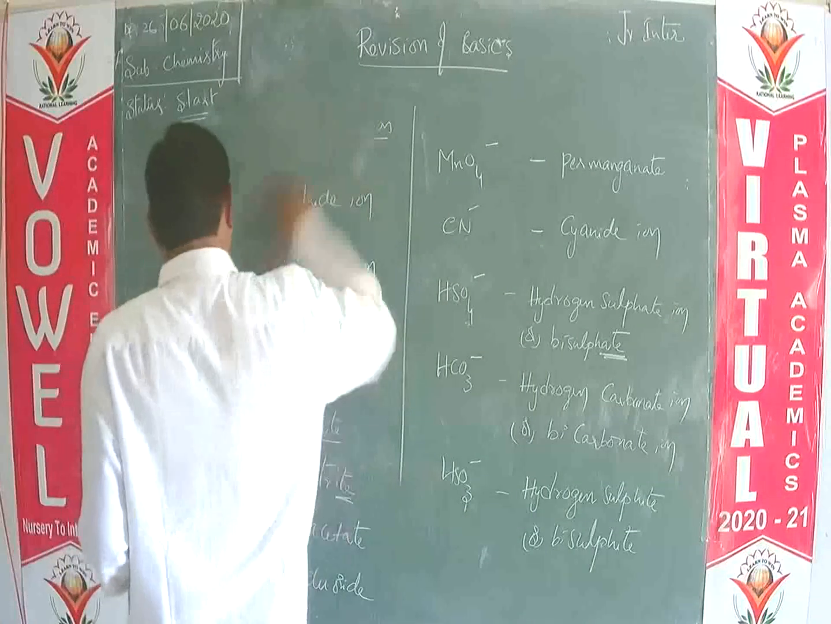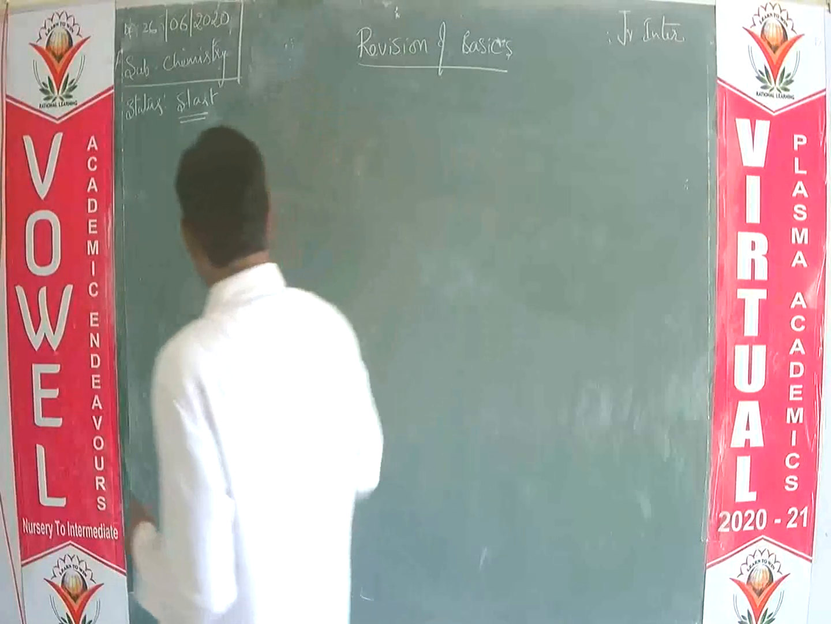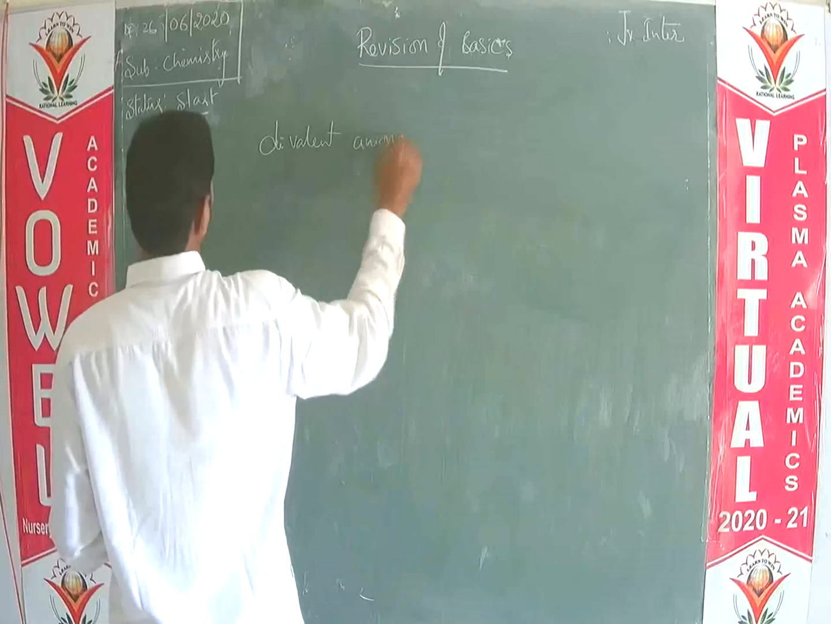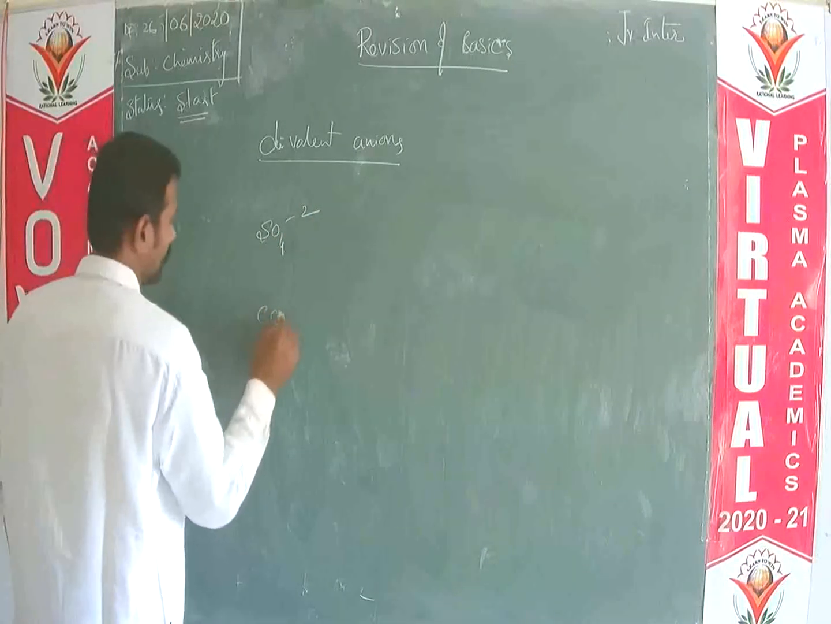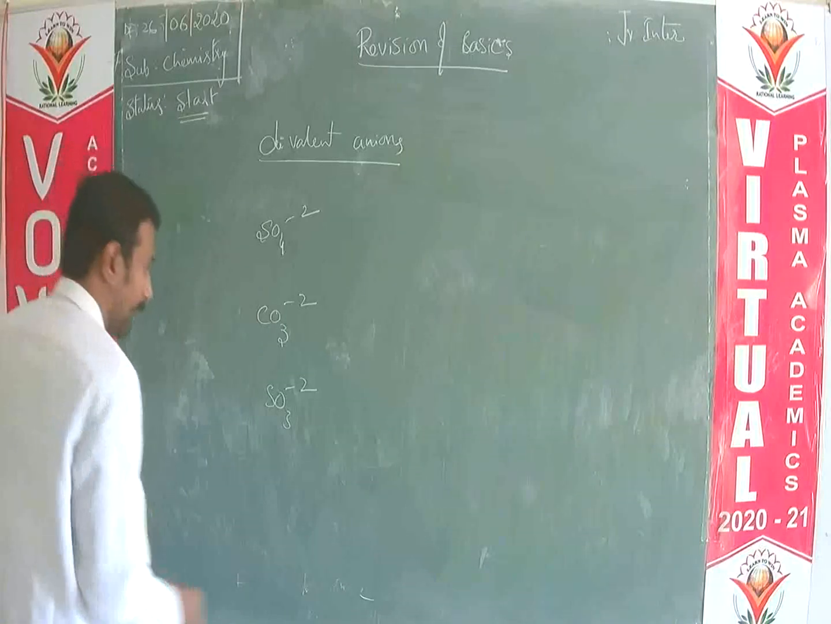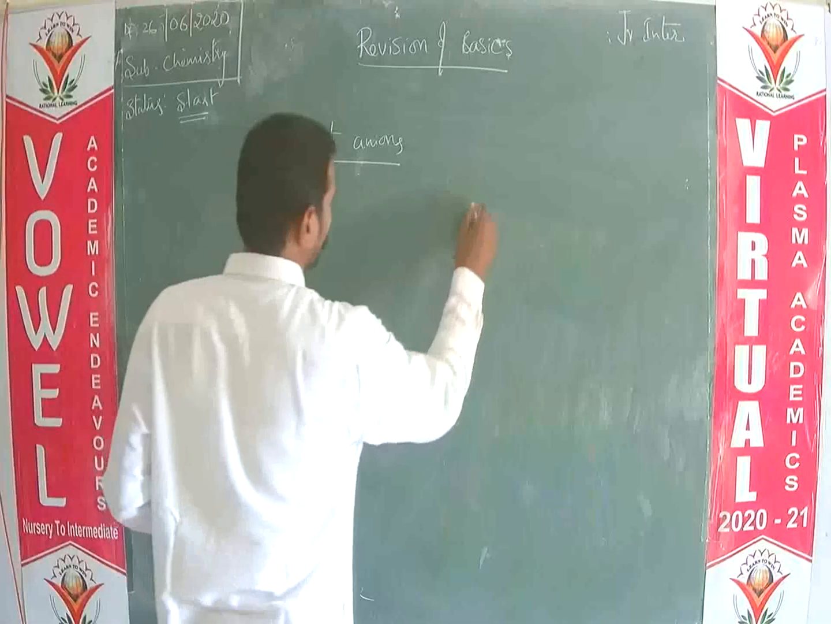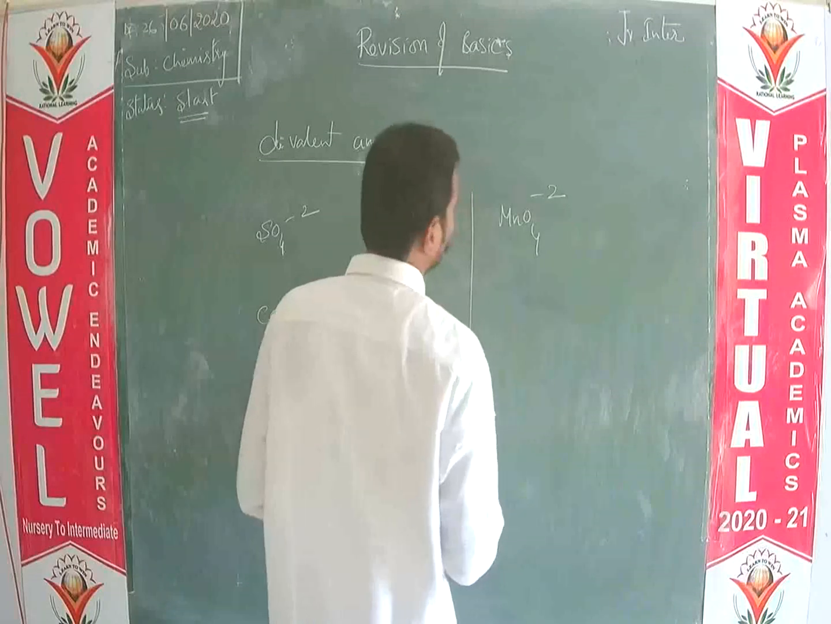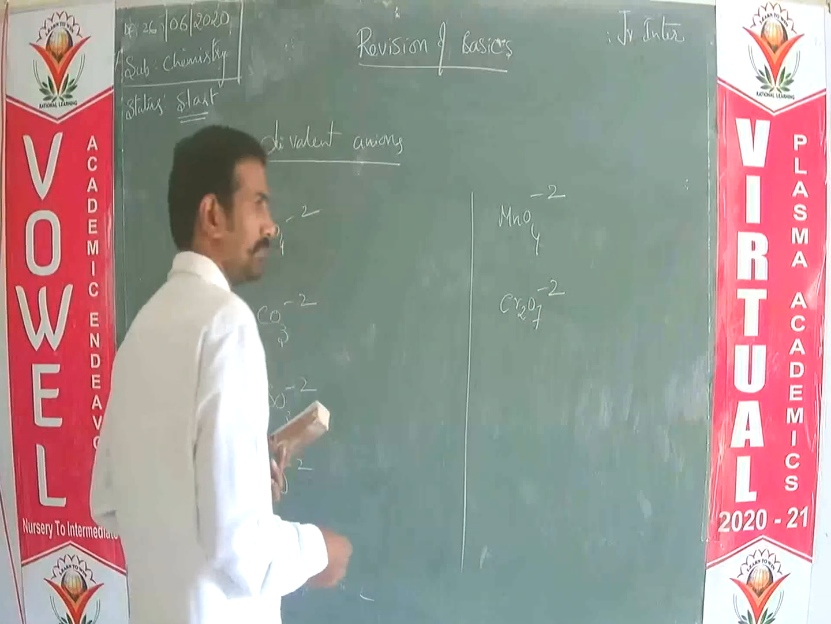Next one, divalent anions. Okay, so SO4 minus 2, CO3 minus 2, SO3 minus 2, O minus 2, again S minus 2. MnO4 minus 2, Cr2O7 minus 2.